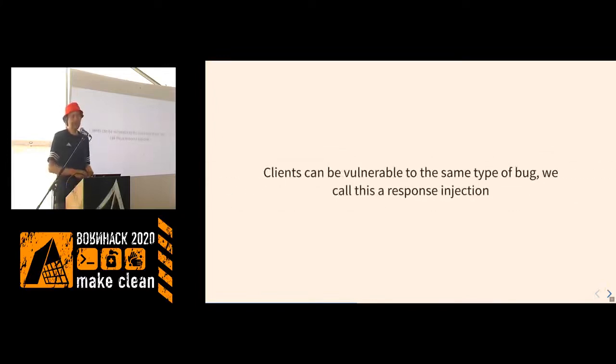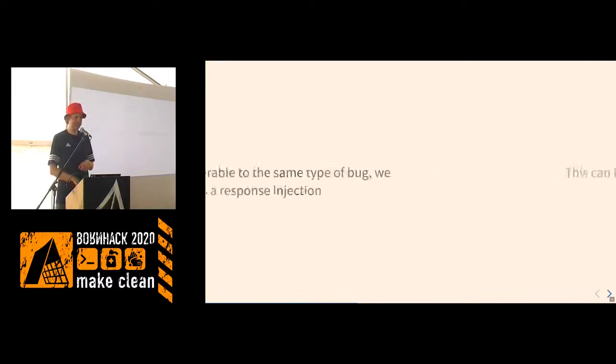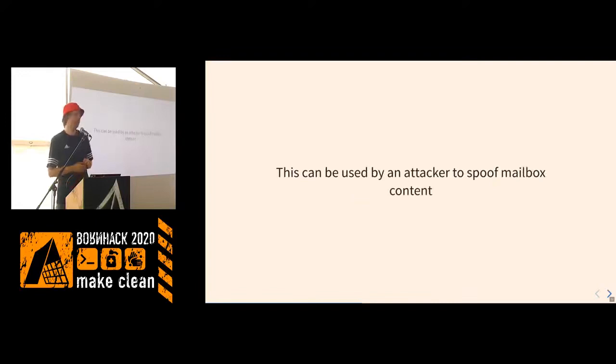So yeah, the client can be vulnerable to the same class of bug. This is one of the major findings that we had during our research, and we called this a response injection. This can be used, for example, to spoof mailbox content. Like you can show the client an inbox with different content than what's actually in the inbox. It requires you to know which commands the client will send, but if you know what software the client is, then you kind of can know this.